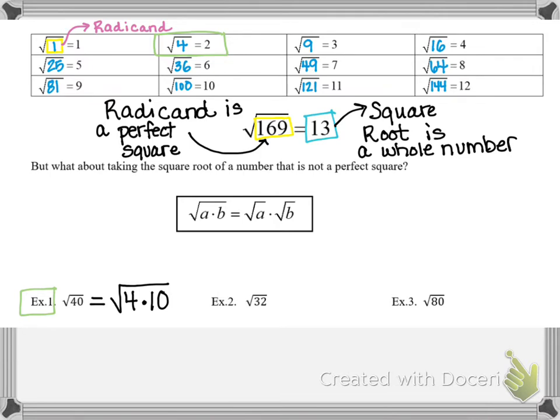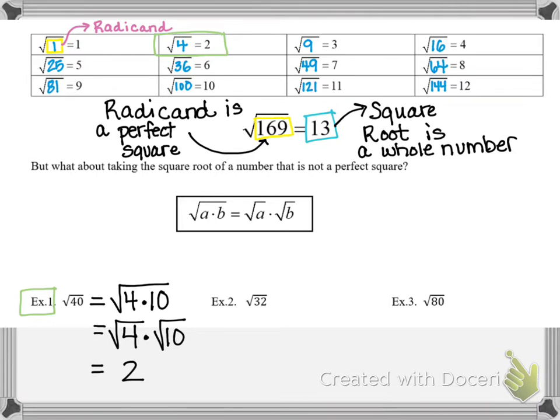Now I can see that property in action. The square root of 4 times 10 is the same as the square root of 4 multiplied by the square root of 10. Now I have factored my square root expression into one square root that can be simplified to a whole number, and one that cannot be simplified any further. So the square root of 4, as we know, is 2.